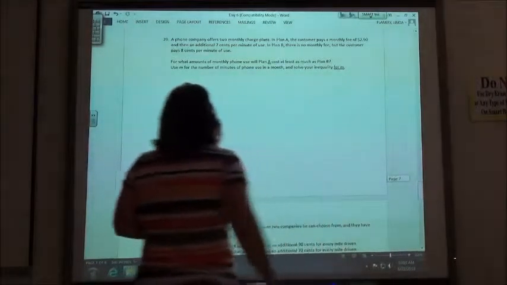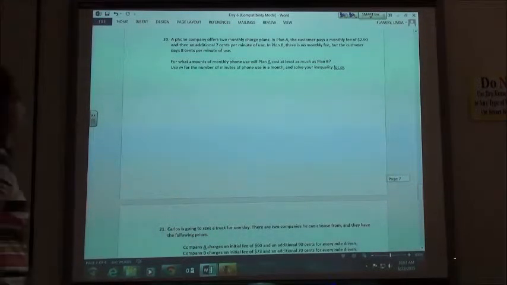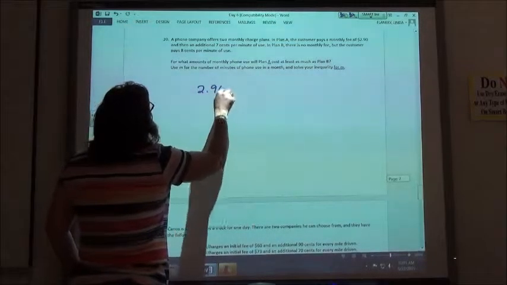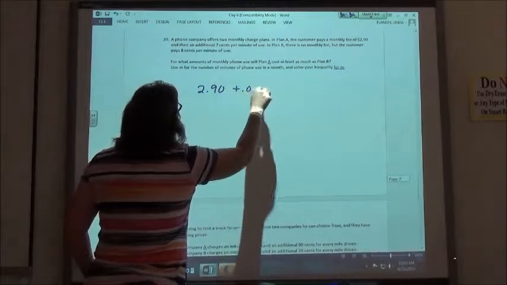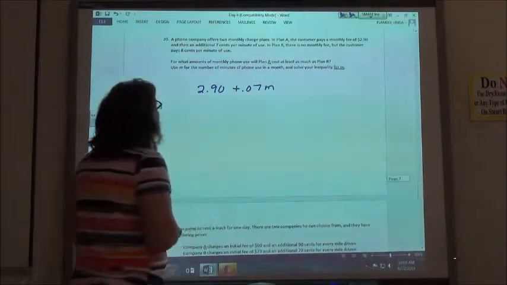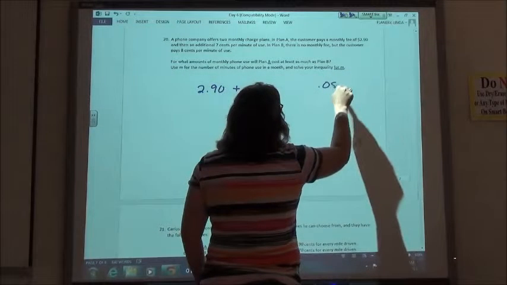Number 20, a phone company offers 2 monthly plans. Plan A, the customer pays a monthly fee of $2.90 and pays an additional 7 cents per minute. We're using M for the number of minutes. In Plan B, there is no monthly fee, but the customer pays 8 cents per minute.